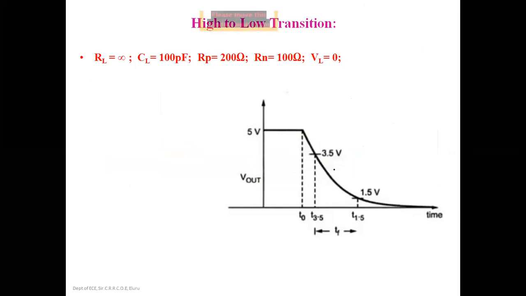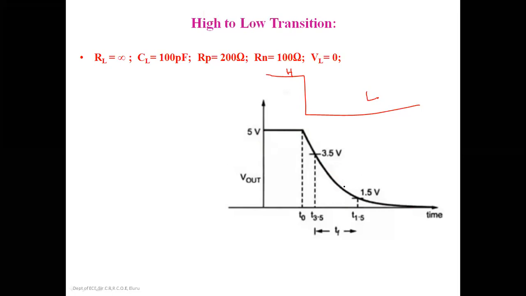So now, calculating this high to low transition. Actually, the transition is this one, the high to low transition. Ideally, you can expect this kind of response, but practically it won't happen because of the stray capacitance. Therefore, they will be discharged or changed at an exponential rate.